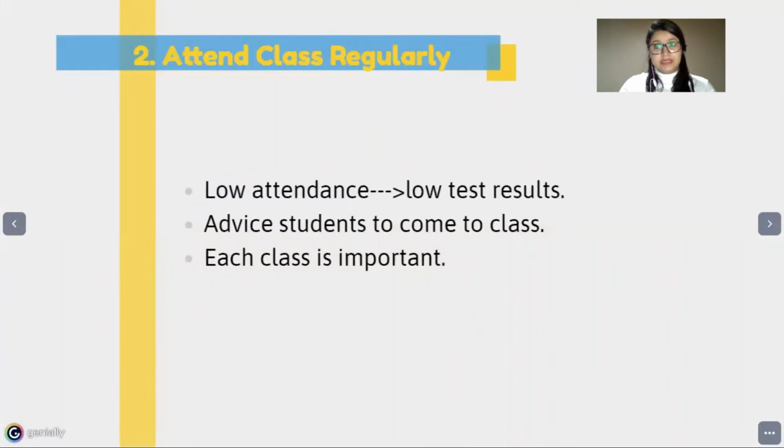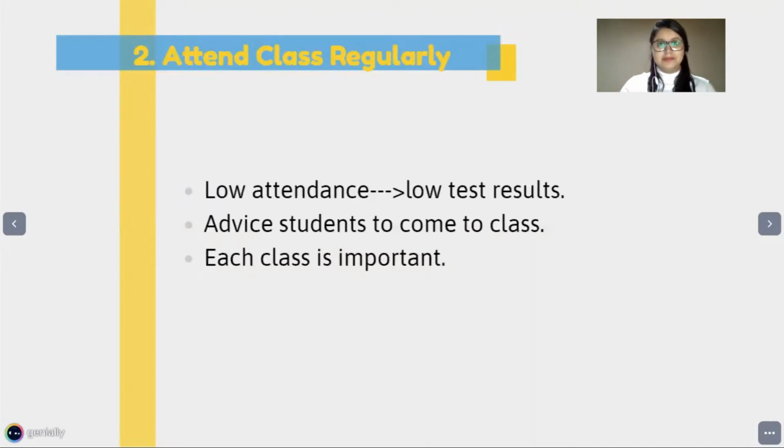The second strategy is to attend class regularly. The author mentions in the reading that low attendance is generally related to low test results. What he says is that when students miss a class, they really miss a lot. They miss the explanation in a certain topic, and they also miss the opportunity to put into practice what was explained in the class.